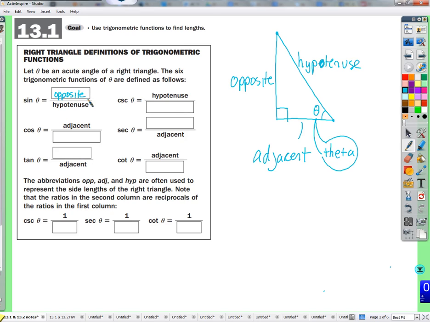Now, which side is opposite will change depending on which angle we choose to call theta, which angle we want to know things about. The cosine is similar to the sine, but it's not this distance versus this distance, it's this distance versus this distance. It's the adjacent side to the hypotenuse.